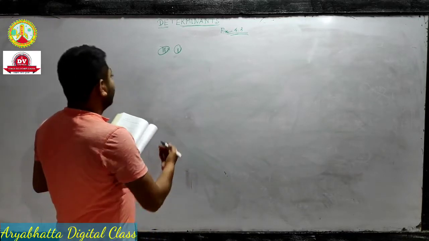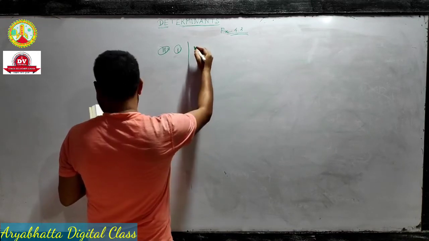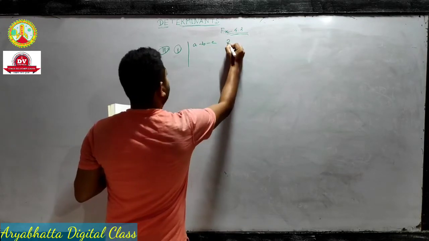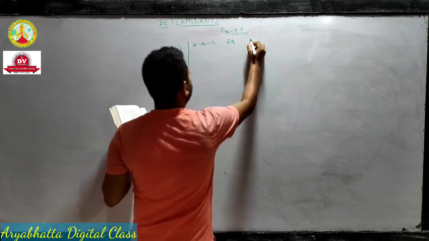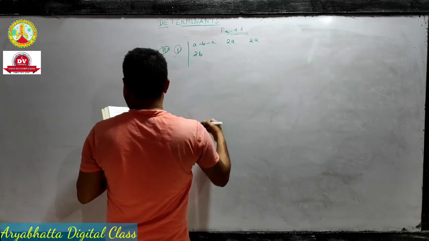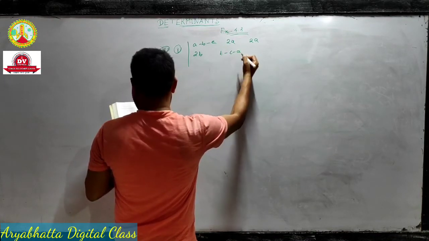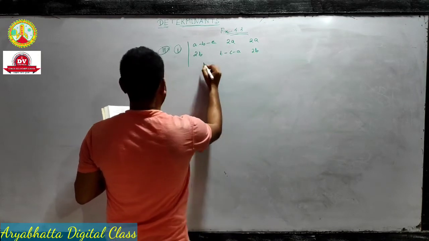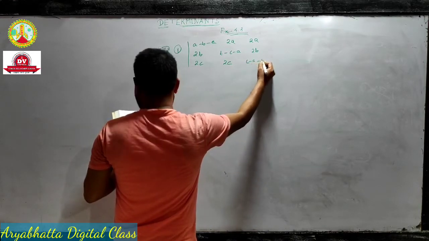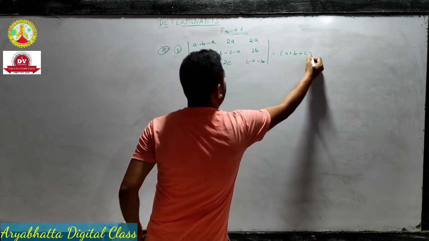Question number 11.1. Prove, by using properties of determinants, that the determinant with first row a − b − c, 2a, 2a; second row 2b, b − c − a, 2b; and third row 2c, 2c, c − a − b equals (a + b + c)³.